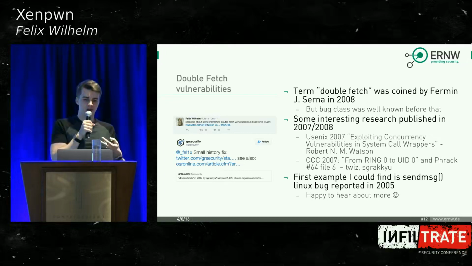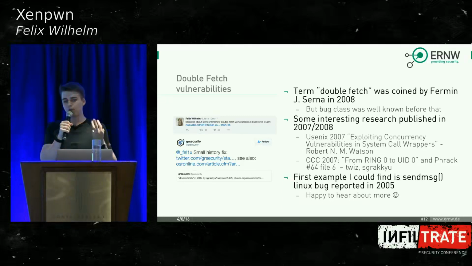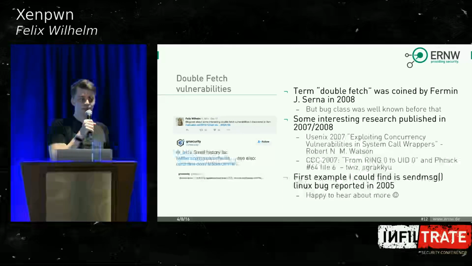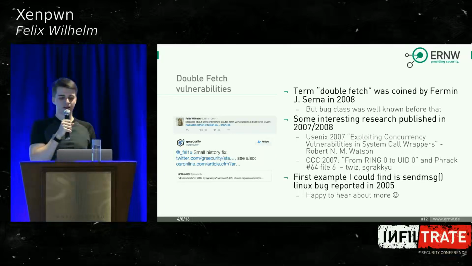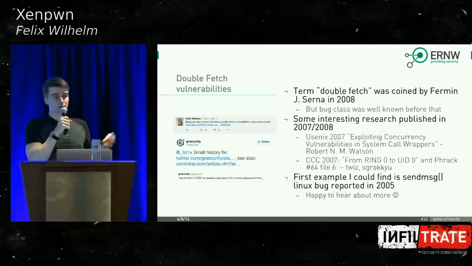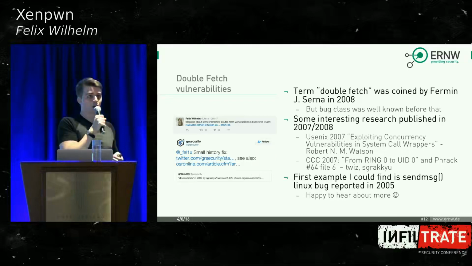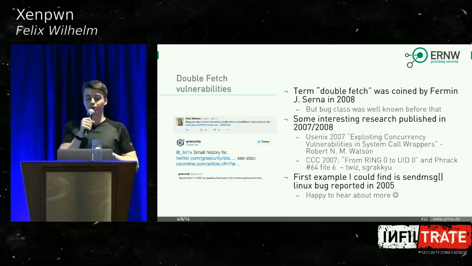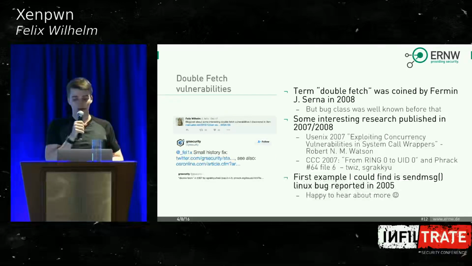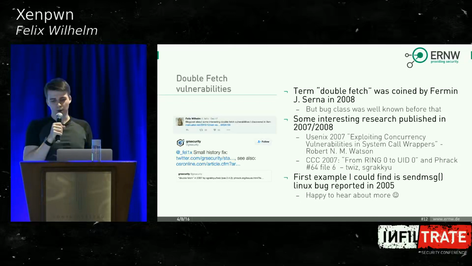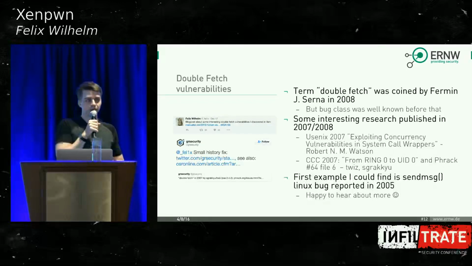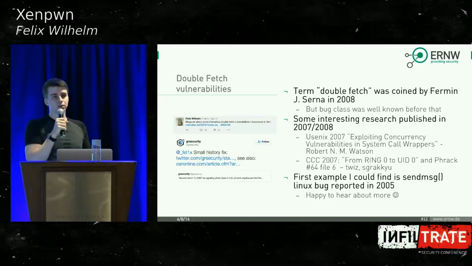So at Usenix you had a paper named Exploiting Concurrency Vulnerabilities in System Call Wrappers by Robert Watson. And at the Chaos Communication Congress in 2007, twiz and sgrakkyu published research about that. They also published this well-known Phrack paper about Linux kernel exploitation, where they also talk a bit about race conditions and this bug class, later known as double fetch. And the bug they used to talk about this is the sendmsg Linux bug, which was reported in 2005. So this is the earliest example I could discover that really used this kind of vulnerability.